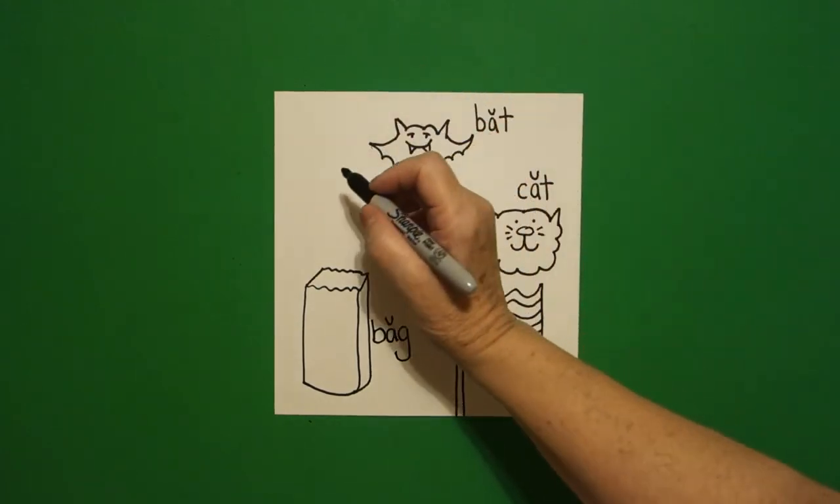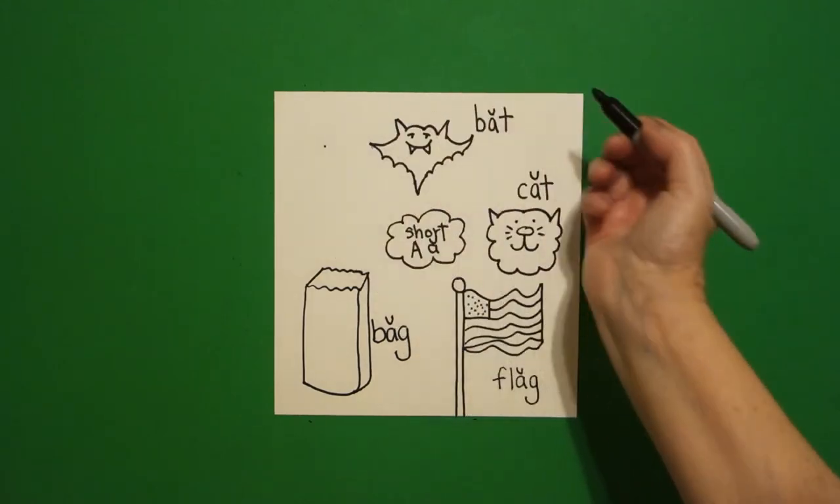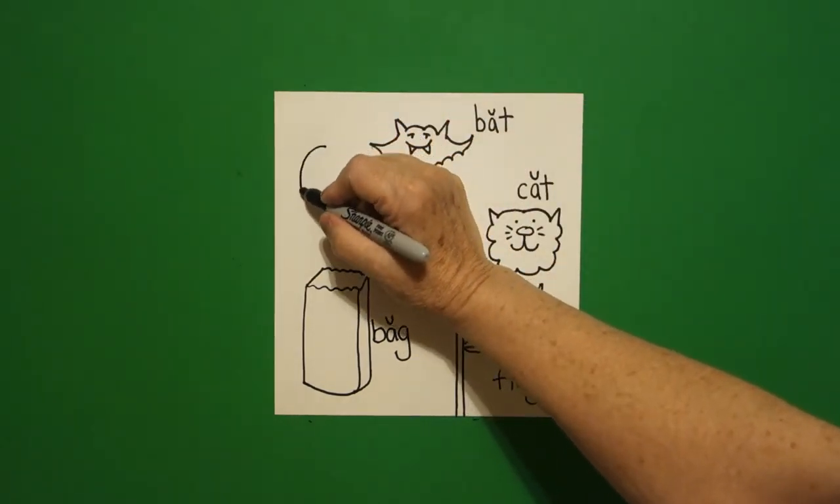Now come over here where you have space. Let's put a dot. Let's draw a pretty good sized circle.